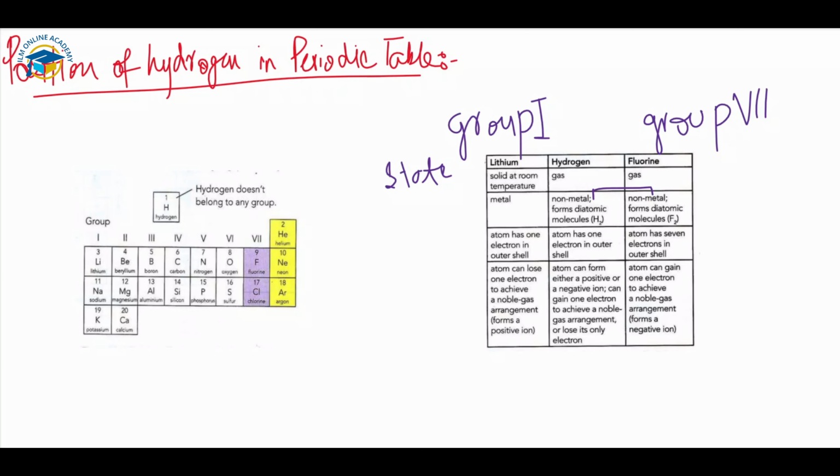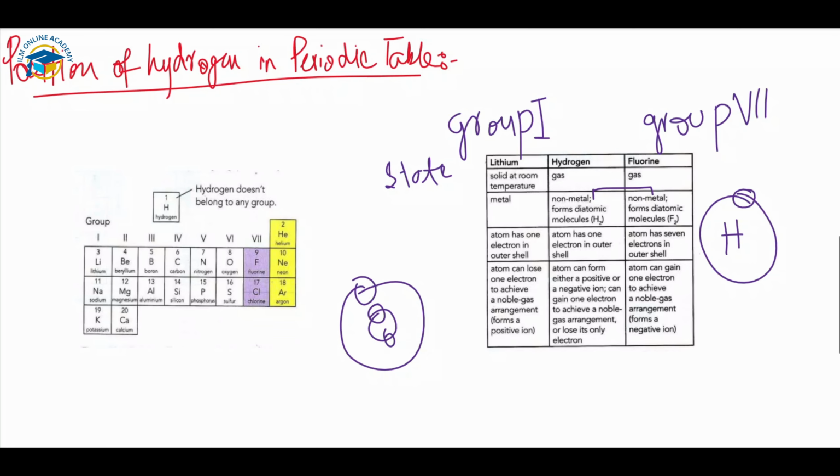If we talk about the third, hydrogen has just one electron in the outer shell, as hydrogen has atomic number 1. In the case of lithium, lithium also has one electron in the outer shell, but the total electrons present in lithium are 3, as the atomic number of lithium is 3. So lithium has a total of 3 electrons, but 1 electron in the outer shell. So this is a similar property of hydrogen and lithium.